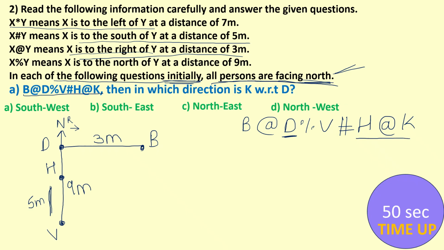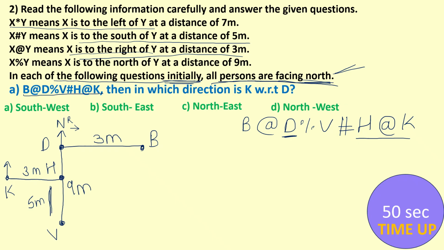Next, H at K means H is to the right of K. If H should be to the right of K, then K should be here somewhere, facing north, then only H will be to the right of K, at 3 meter. So this is the diagram you got, correct?